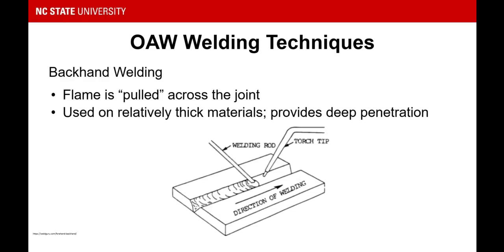Backhand welding is the opposite. We pull the puddle down the joint. It's used on thicker materials. It does provide a deeper penetration. You can see the difference in the picture below.